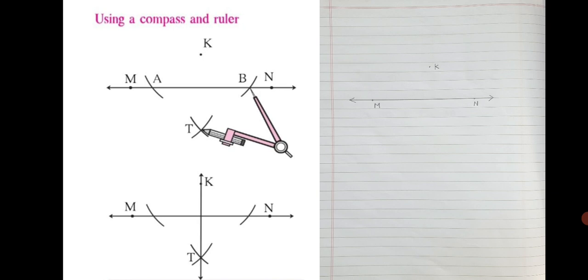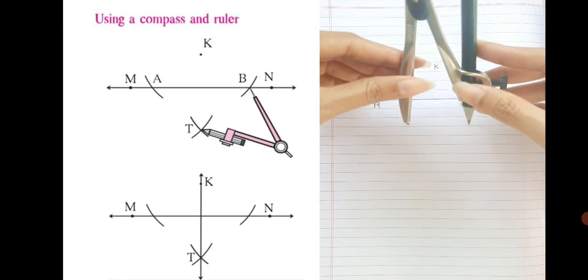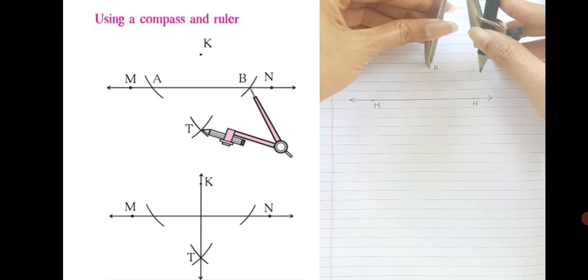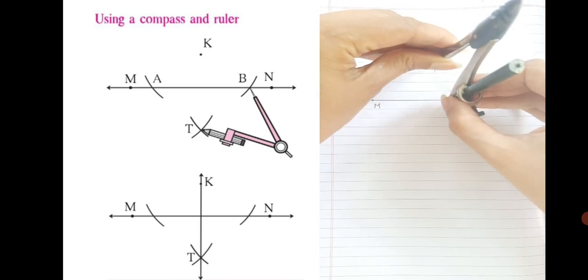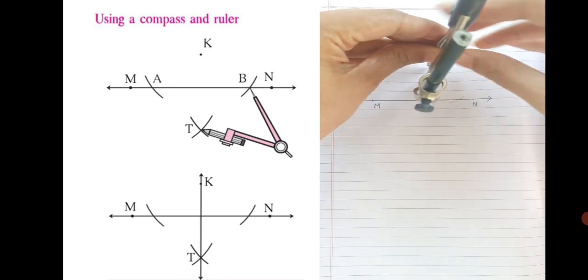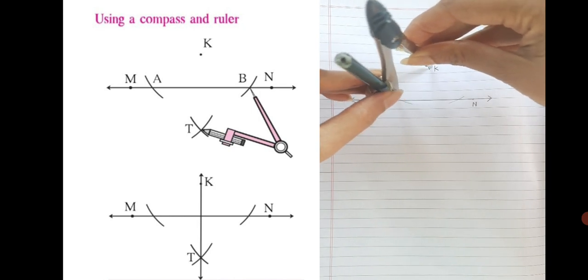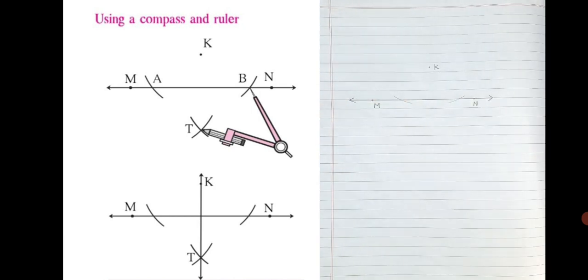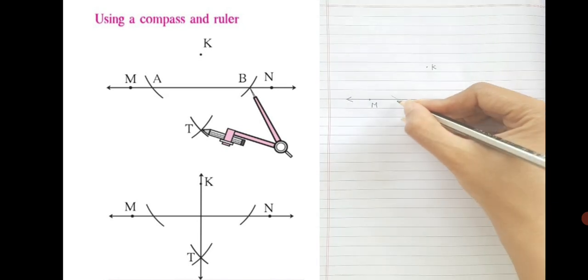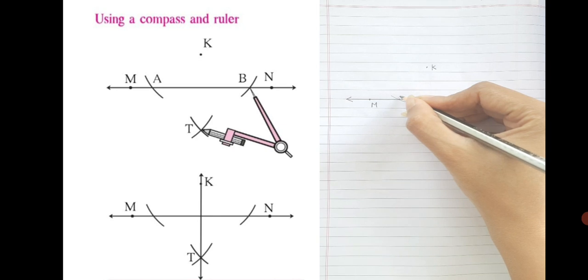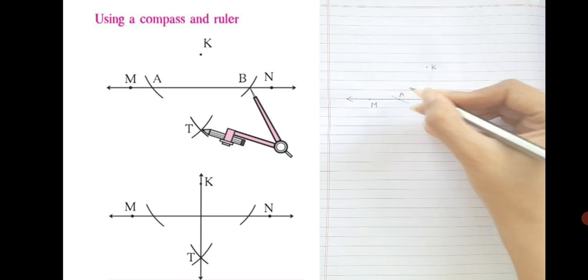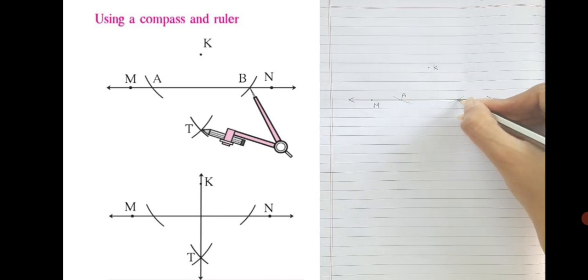Now placing the compass point at K, you can see the compass point is being placed at K. Use any convenient distance and draw arcs to cut the line MN at 2 points. So you can see here 2 arcs have been drawn to cut line MN. One arc we name with point A and the other arc which cuts line MN is named as point B.